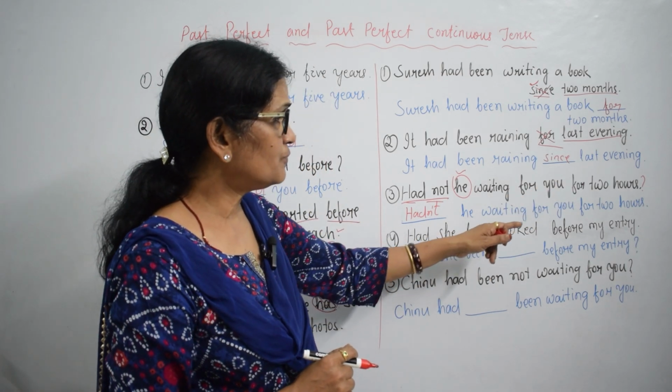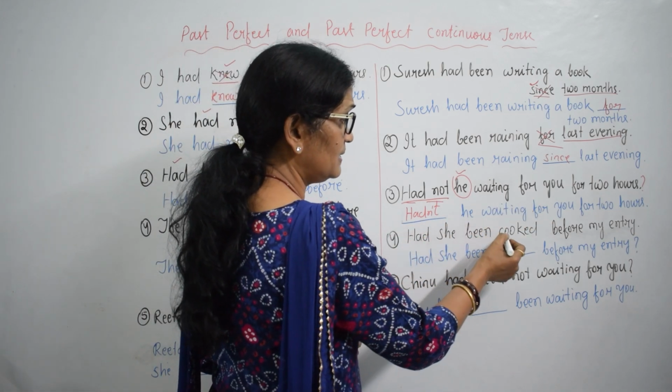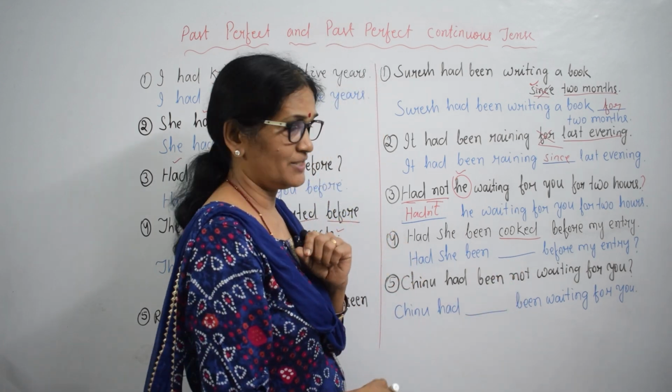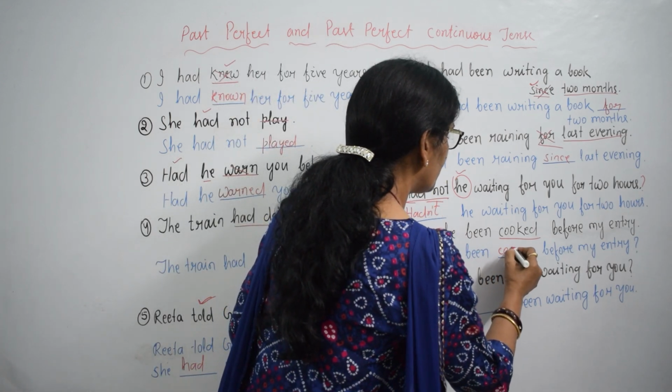Had she been cooked before my entry? Had been is followed by the ing form, not cooked but cooking. Had she been cooking before my entry?